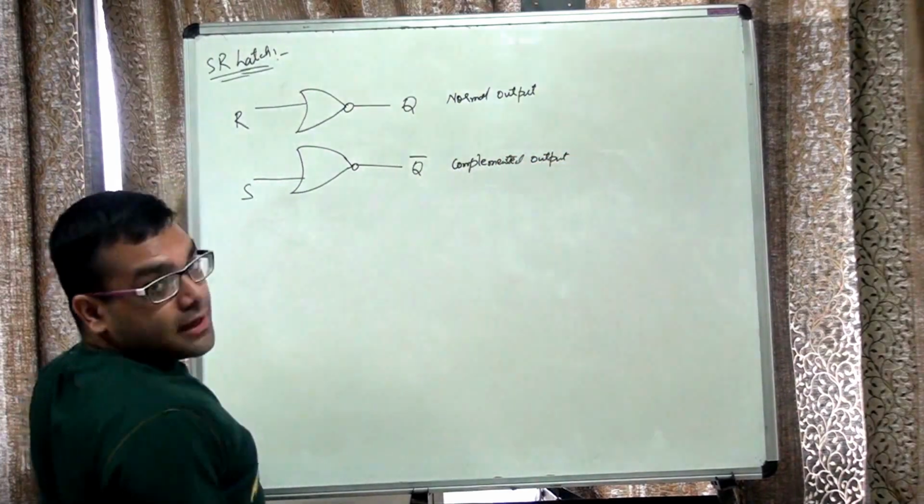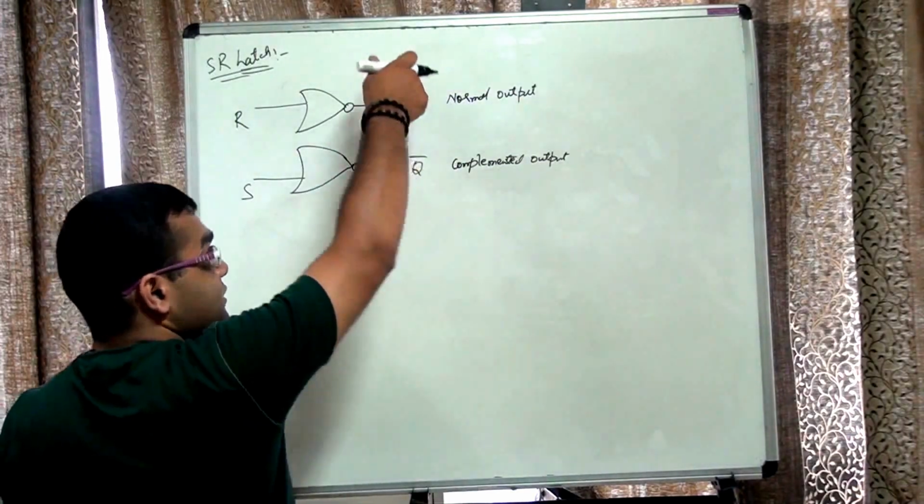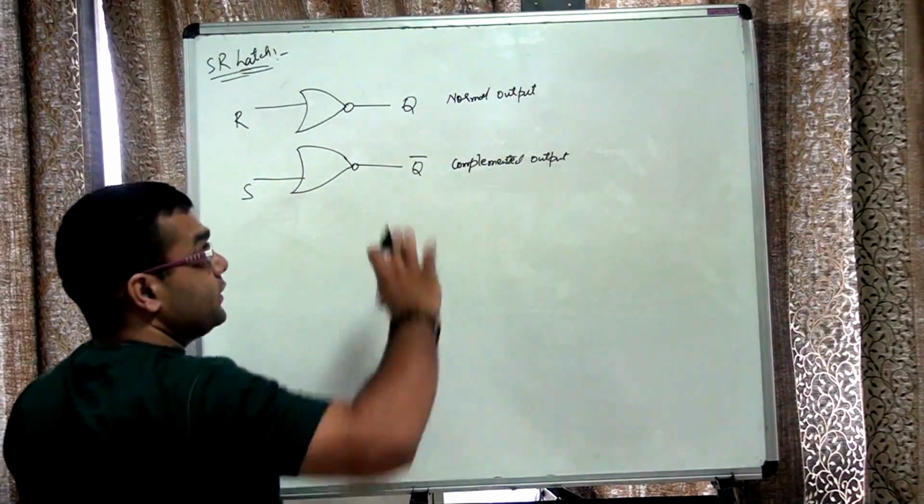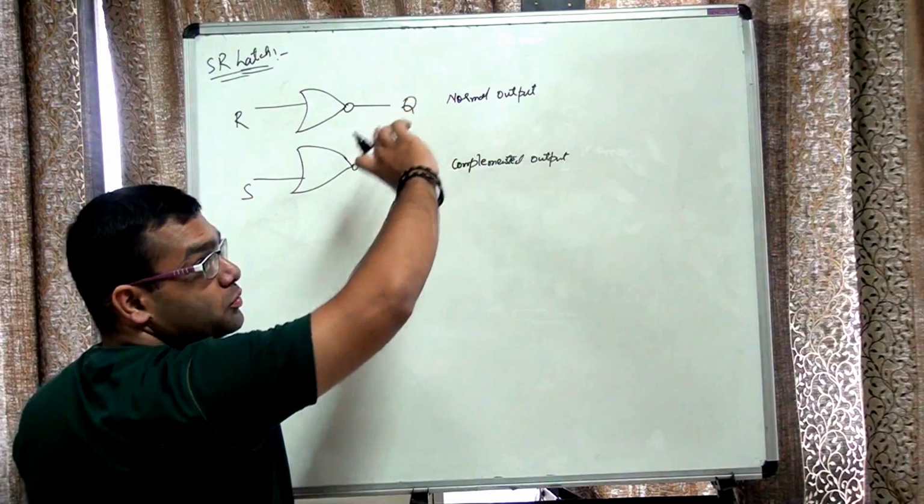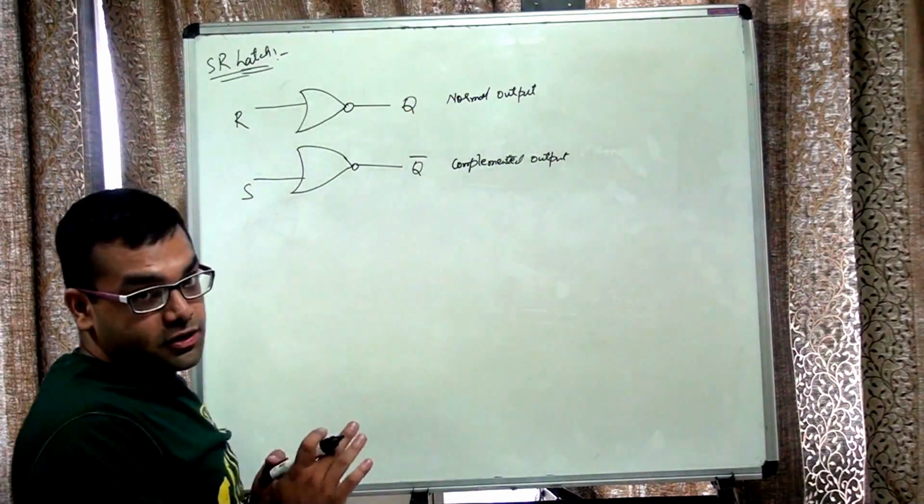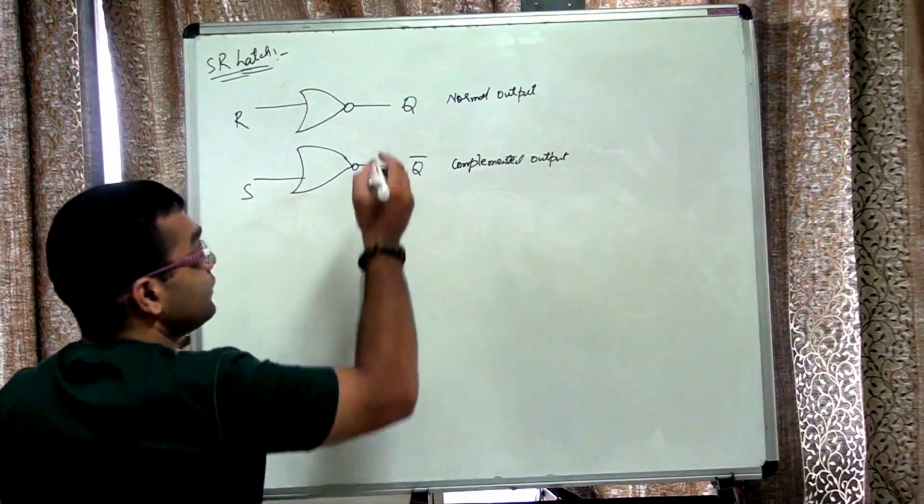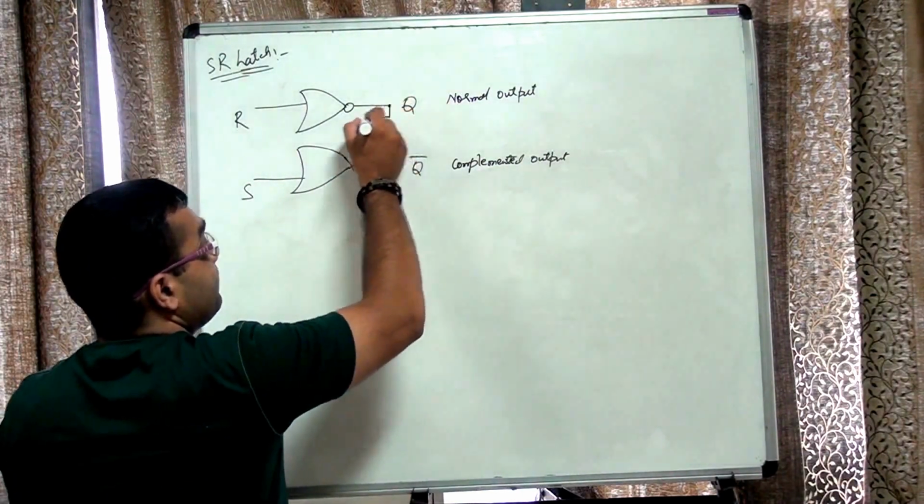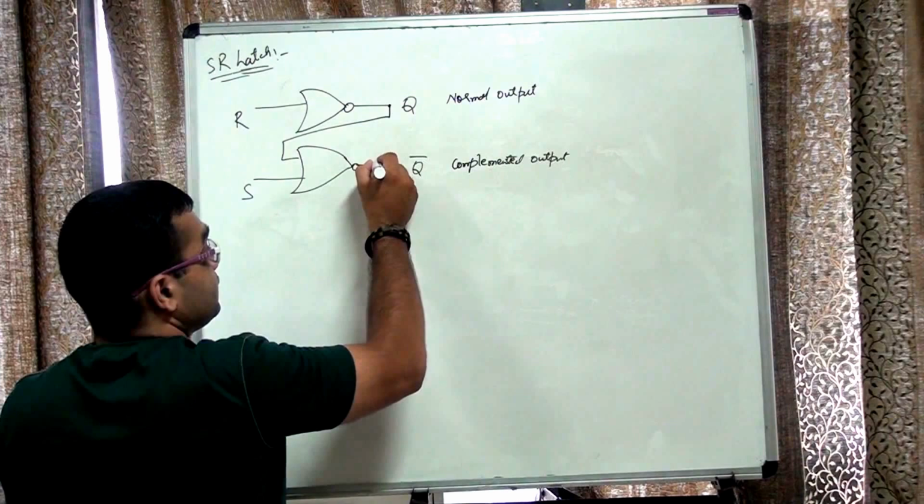Now a basic point is that this Q bar essentially has to be not of Q. Okay, these two outputs cannot attain the same value. Alright, they have to be complement of each other for sure. Okay, and through a feedback path that exists, this goes over here.